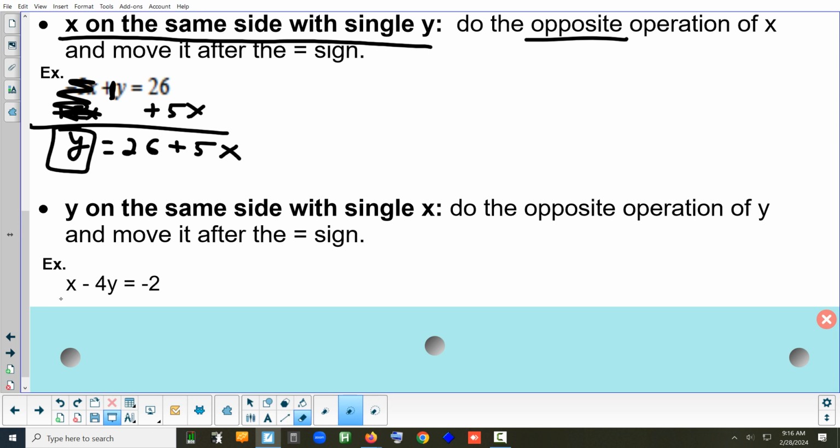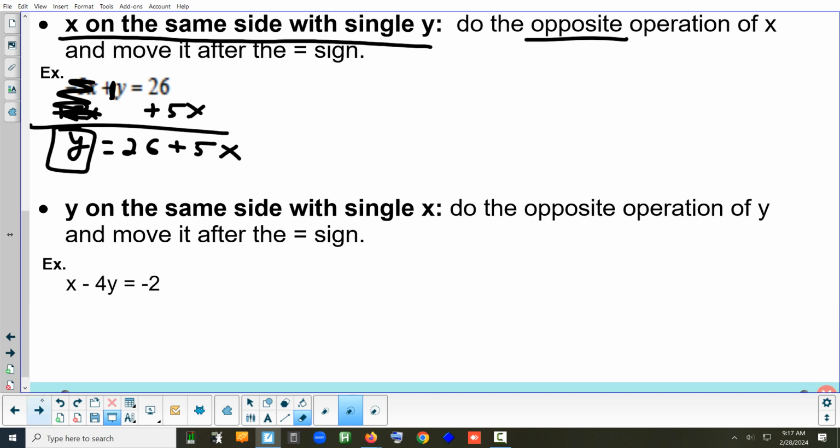Okay, so you always want to get the letter alone that has a 1 in front of it. Right, so looking at this equation, the x is the letter that has a 1 in front of it. So we're going to leave that one alone, and we're going to put the negative 4y on the other side. Okay. How would you move negative 4y over to the right side? Plus 4y on both sides. Yeah, so we're going to do plus 4y on both sides.